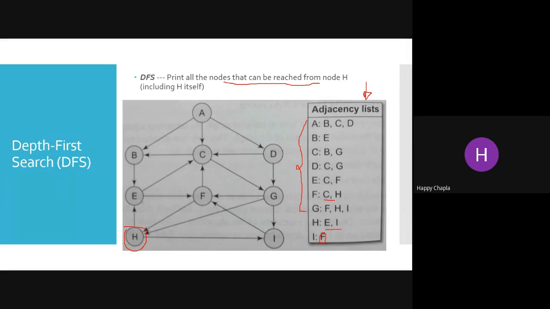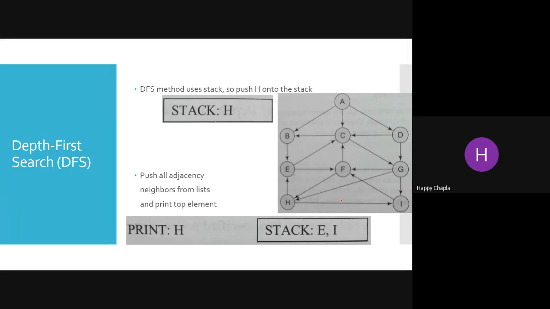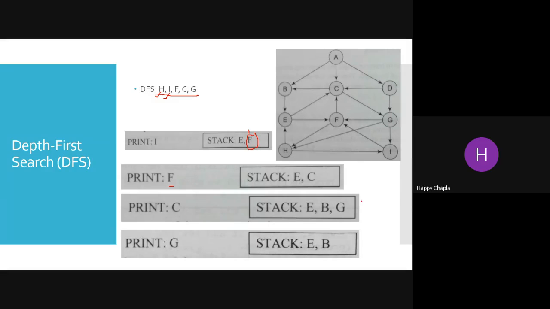So we can visit this F and check the adjacent nodes of F: C and H. So make the entry of C and H into the stack, but we can enter only C. Why? Because H is already visited, so we cannot enter that H. Now this is my stack. Here we have E and here we have C. So the topmost element is C, and we are trying to visit this C.